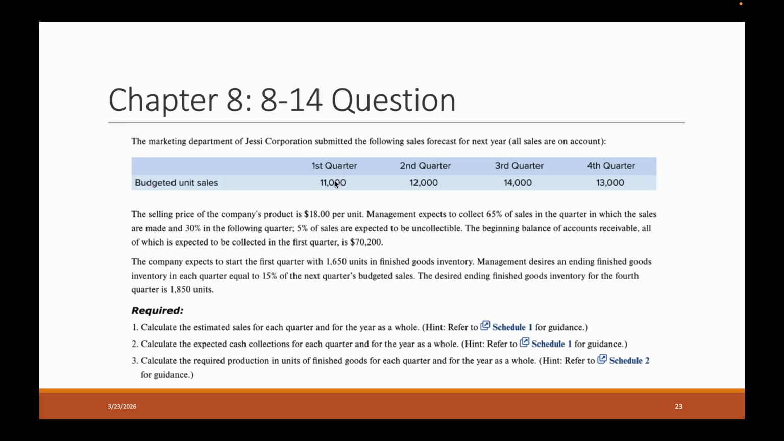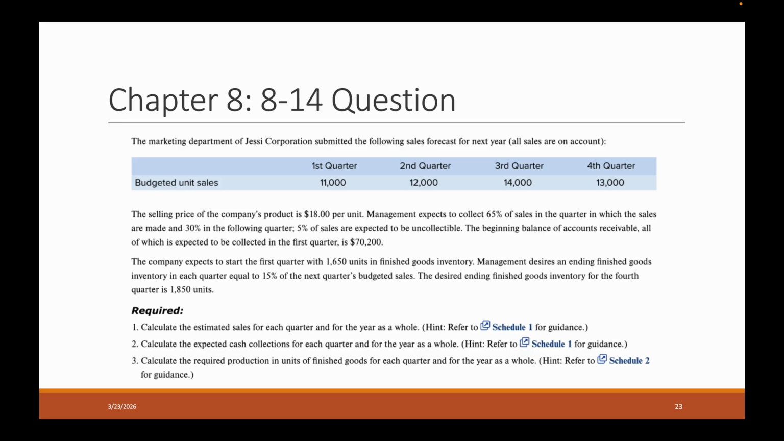So in the quarter, 65% of these budgeted sales are going to be collected, and 30% of those sales are going to be collected in the following quarter, and 5% of sales are expected to be uncollectible. And the beginning balance of accounts receivable, all of which is expected to be collected in the first quarter, is $70,200.